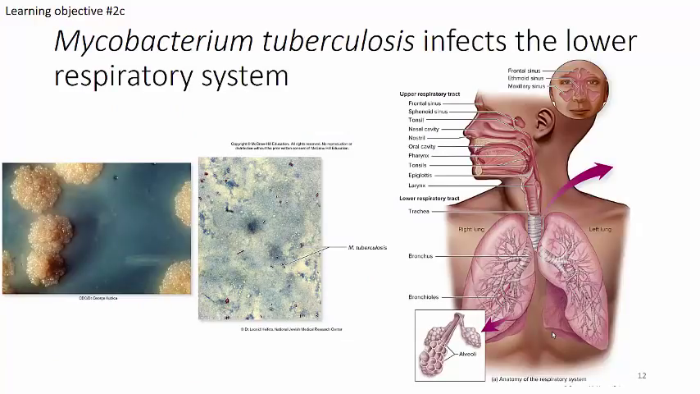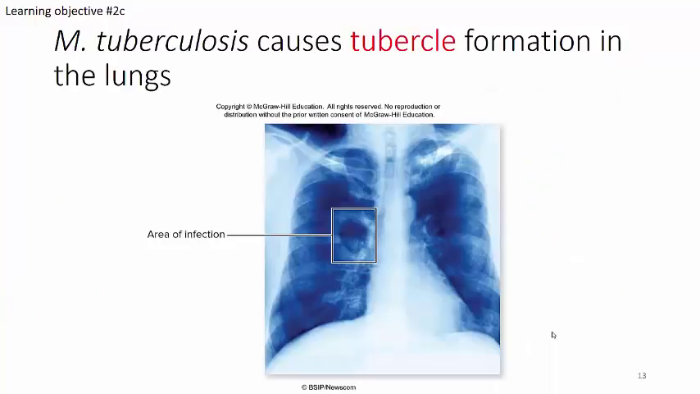Shown here on the left is the culture appearance of Mycobacterium tuberculosis, which grows in very bumpy colonies. And then we have an acid-fast stain on the right showing the bacteria. This is a reminder that this bacteria infects the lower respiratory tract and can get into the lung alveoli. This is an x-ray of a person with TB, so the darkened area in the box is an area of infection, a tubercle that has been formed in their lung.